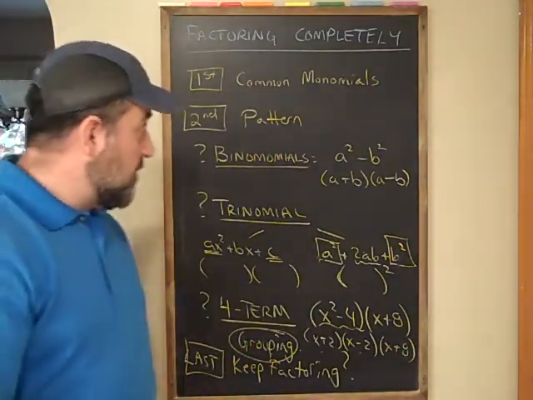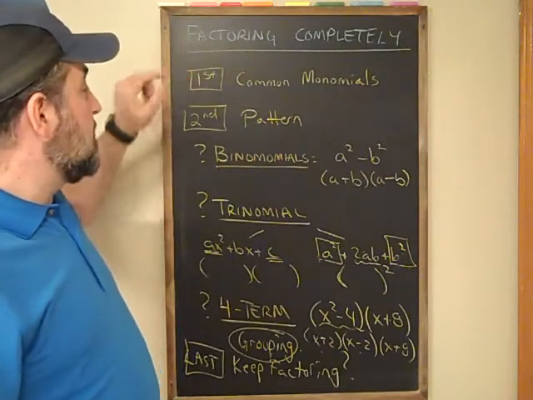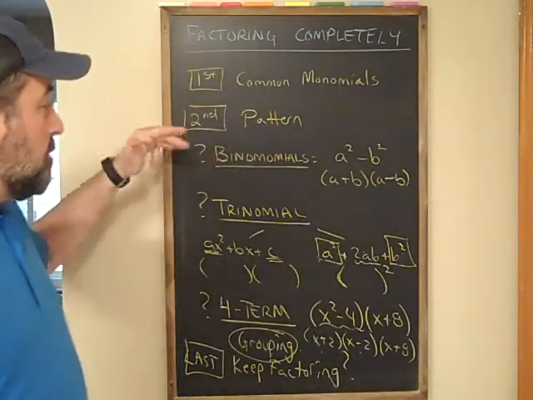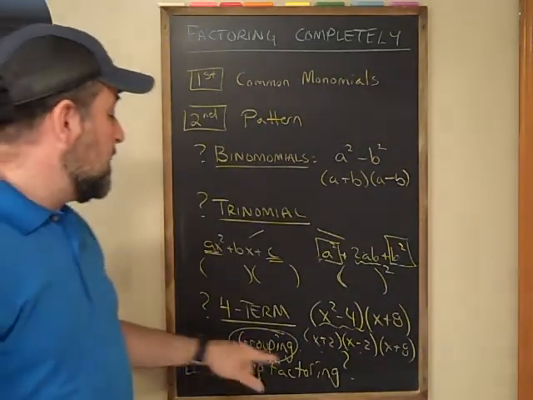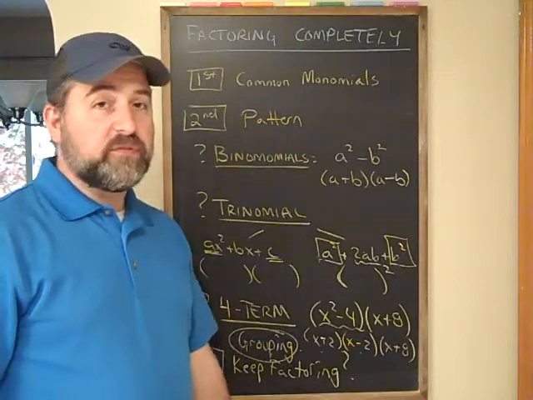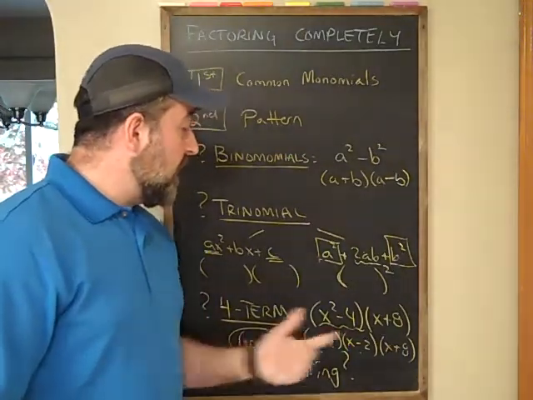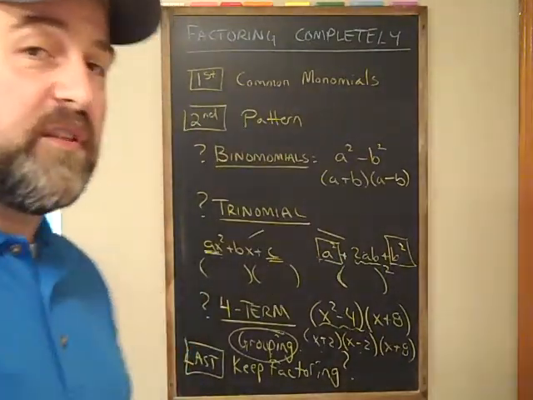So whenever you're factoring completely, always look for monomials first. Second, identify the pattern: binomial, trinomial, or four term. And then the last step is keep factoring if you can. And you may encounter some difference of squares that pop up as a binomial factor of something. So let's do some examples in the next video.